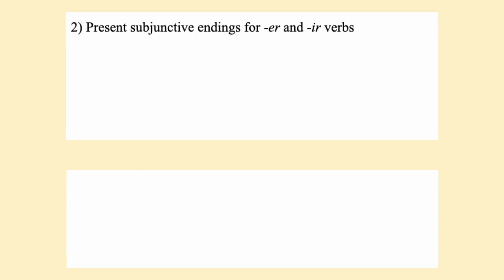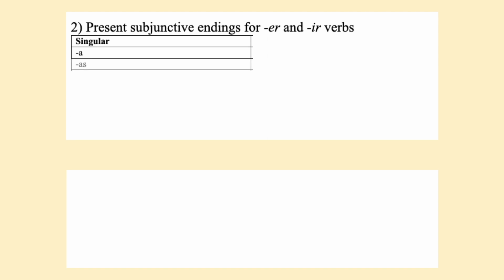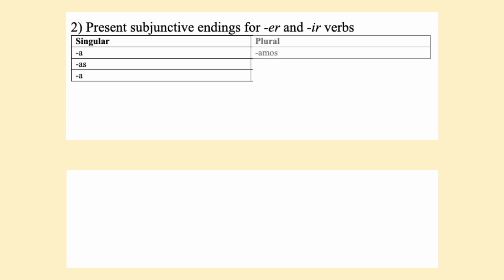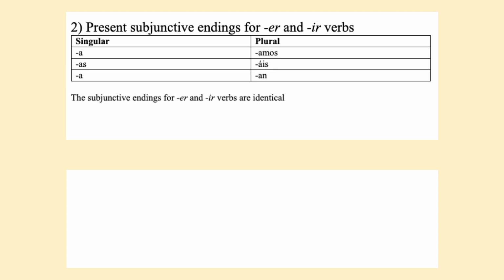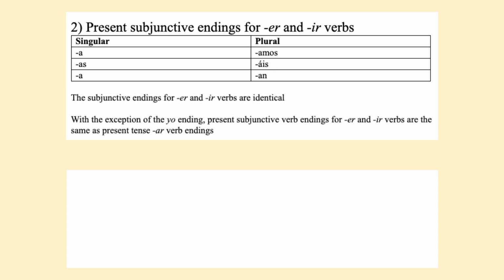ER and IR verbs share one set of present subjunctive endings. The endings are a, as, a, amos, áis, an. So you should notice that with the exception of the yo ending, the first person singular, the present subjunctive endings for ER and IR verbs are identical to present tense AR verb endings.